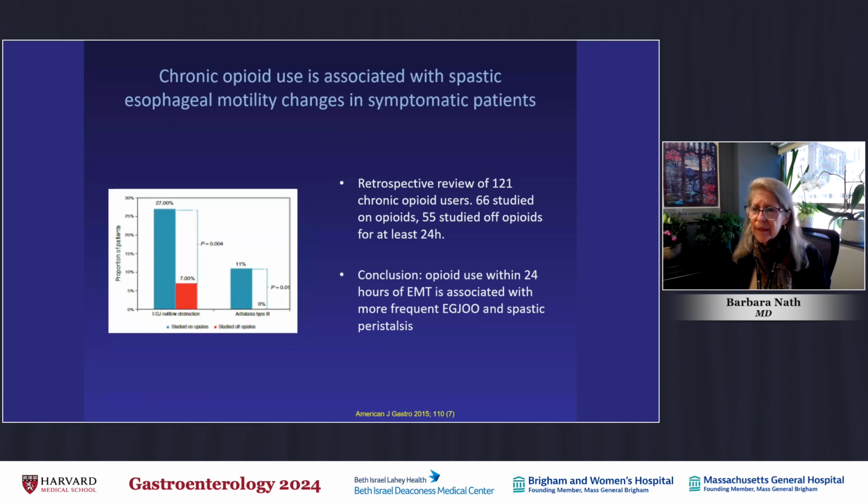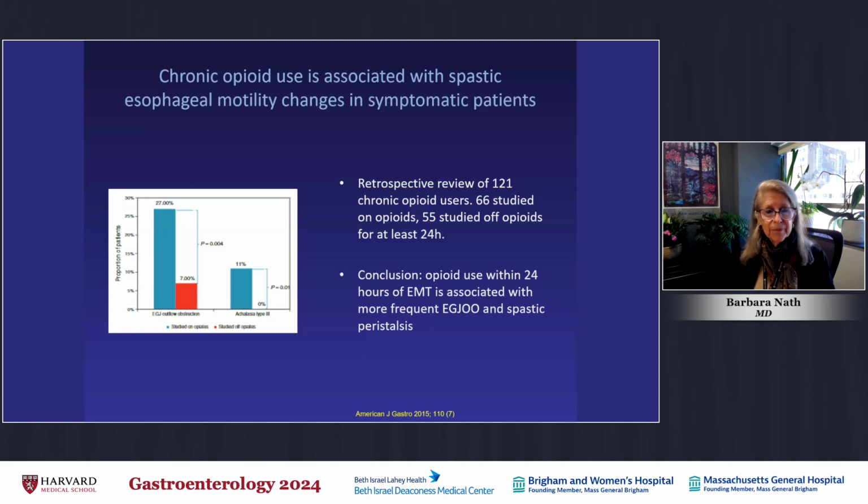Before we get into the other spastic disorders, I just want to make a couple of comments about chronic opioid use, which has now been clearly associated with spastic motility changes in patients with symptoms. This was an old retrospective study of 121 patients with chronic opioid use. 66 were on opioids, 55 were studied off. And what was clear is that the group with opioids, as you can see, seen in turquoise, had a much higher incidence of EGJ outflow obstruction than the non-opioid group, and the same thing for type 3 achalasia.